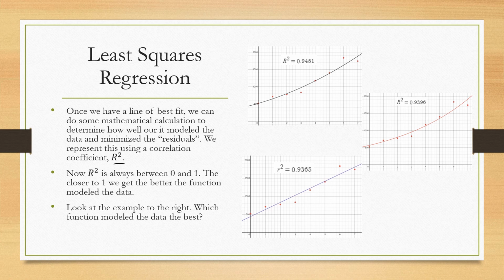So which one was the best? Well, this one is the closest to 1, which means it was the best at modeling the data. So this is actually quadratic. So although each of the 3 functions, linear, exponential, and quadratic, did a good job modeling the data, the quadratic was the best.